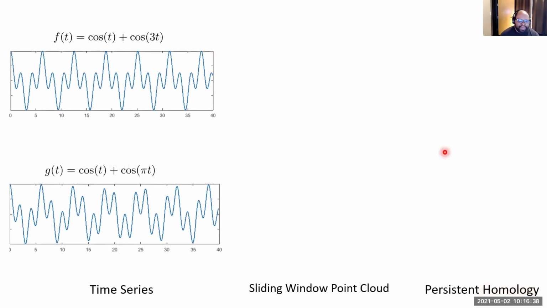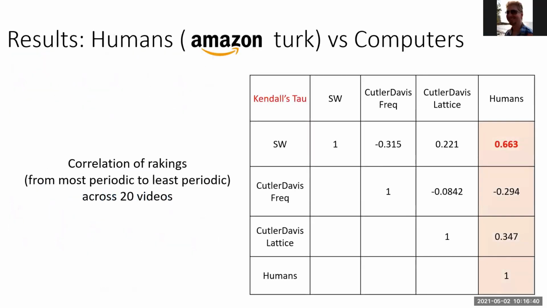Okay, so, yeah. Sorry, is that a negative correlation between human labeling and the Cutler-Davis frequency? Yes. Wow. Yeah, I mean, I'm not going to bash them. That's just what the computer gave us.